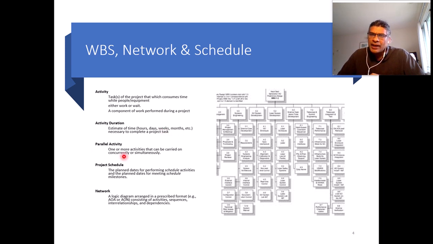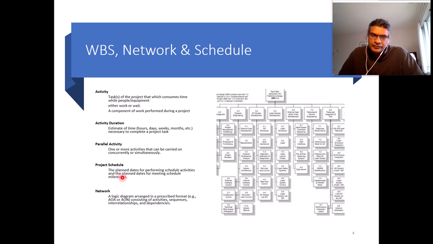Now, the next one is parallel activity. Parallel activity means that you can do multiple things at a time. So you are optimizing your time scale as long as you have enough resources. The keyword here is: can I do certain things in parallel? Can I do certain things in a concurrent way?